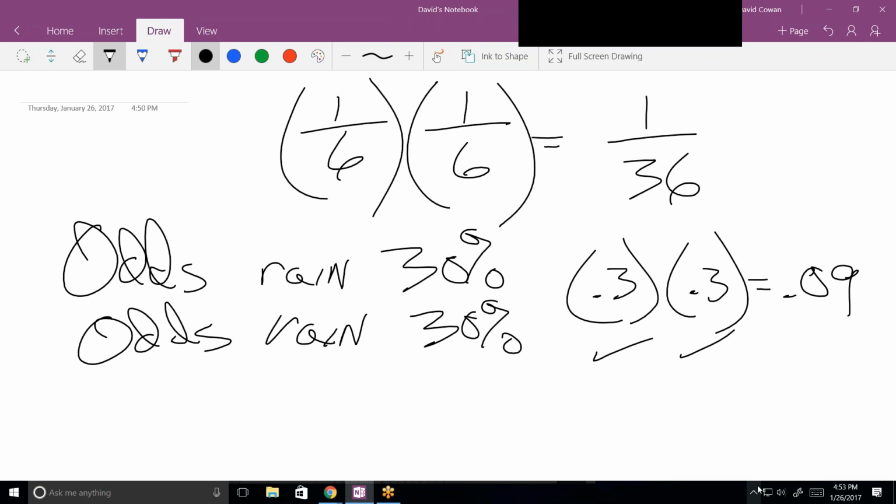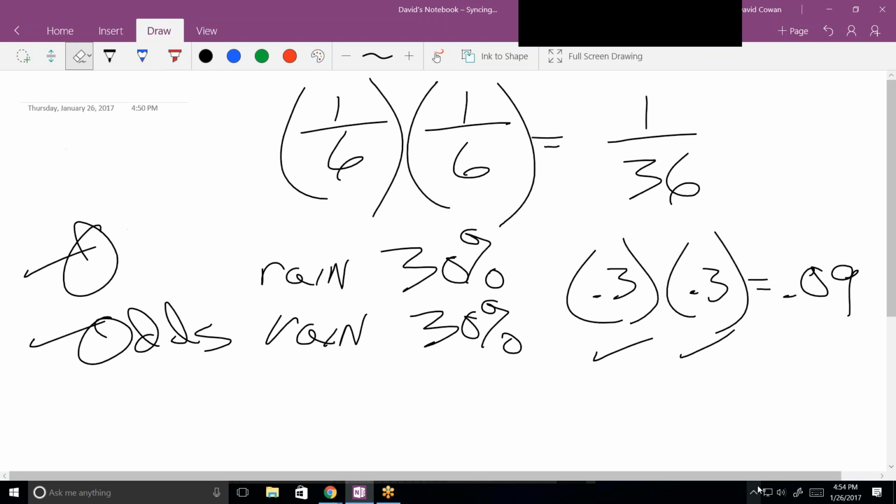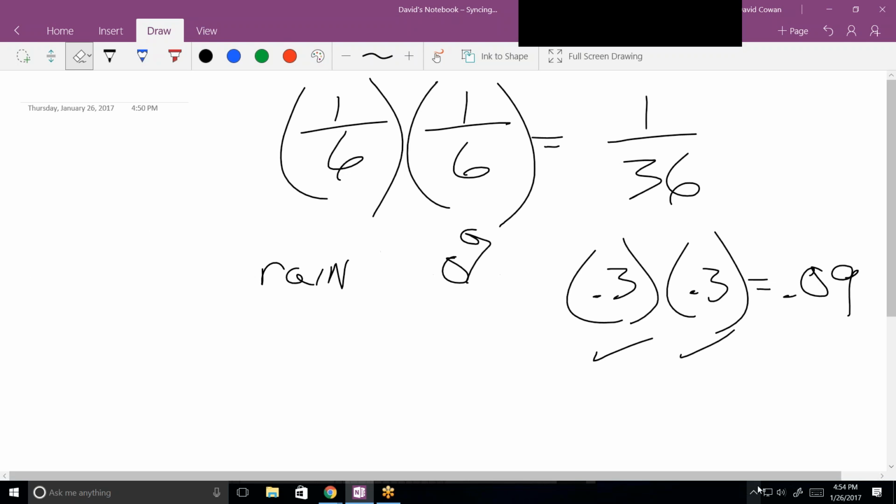Now, rain isn't really a good one to use because this presumes that these events are independent of one another. Whereas when you're talking about weather, they're really not independent. If it rains today, it's more likely to rain tomorrow, right? And if it doesn't rain today, we're not in the middle of a storm and it's less likely to rain tomorrow. So you only multiply if the events are completely independent of one another.